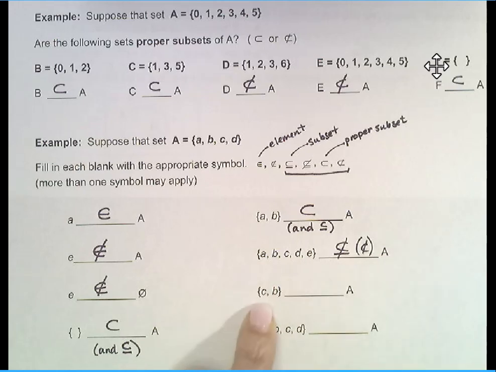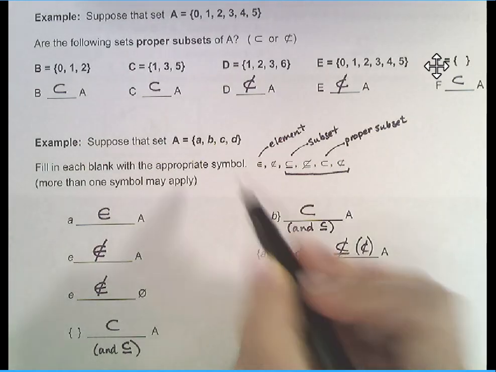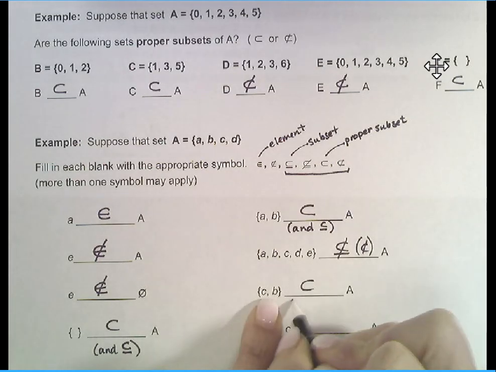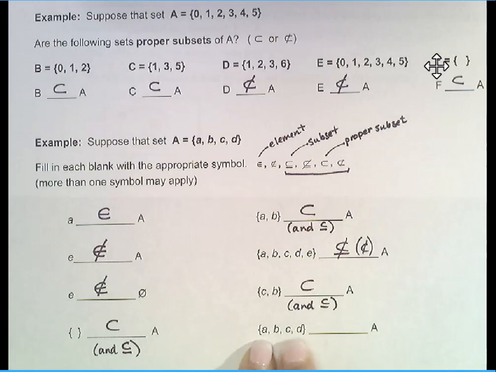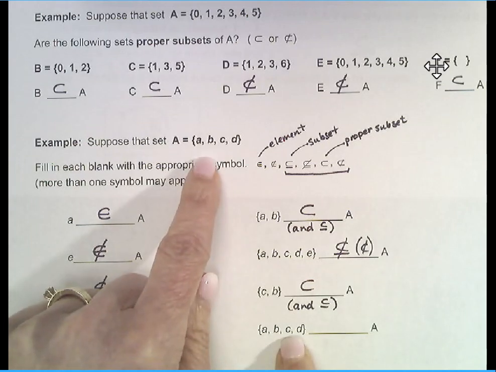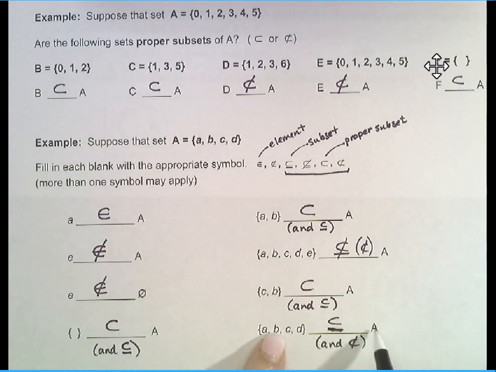So it's neither one. How about CB? Is CB included in A? Yes, it absolutely is. And CB has less elements, so that's a proper subset. It's also a regular subset. And then the last one, ABCD, well, that's exactly the same as set A. So those are actually equal. So it is a subset. Is it a proper subset? No. So it's not a proper subset, but it is a regular subset because of that equal, because this set is equal to A. So that's why it gets to be a subset. It just cannot be a proper subset.